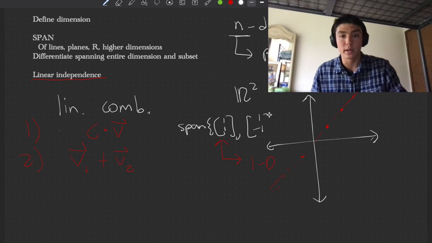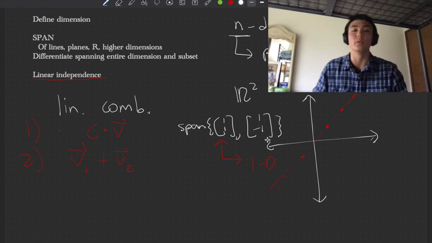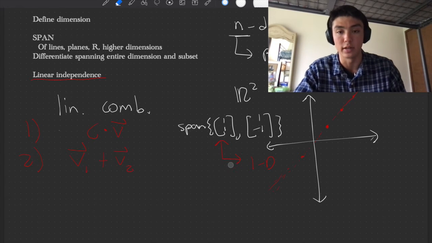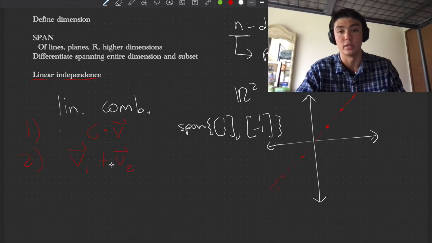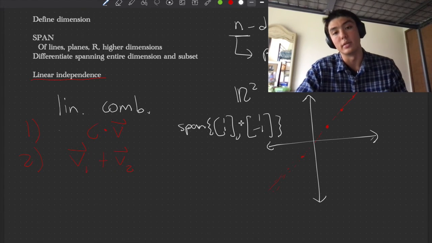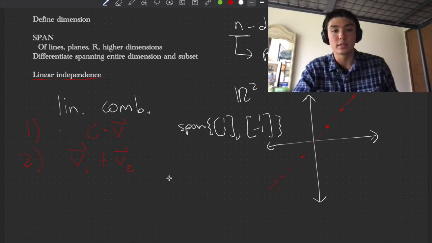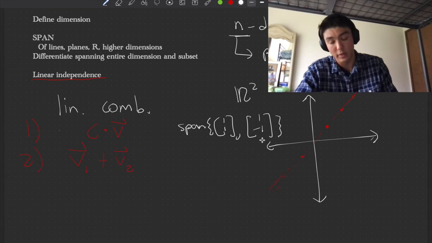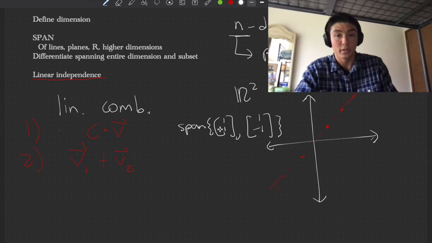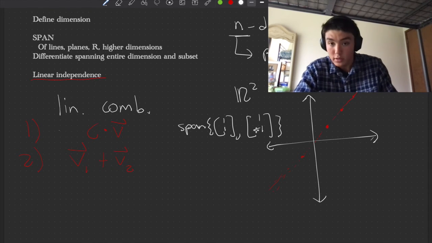Now remember, what is span? It's all the possible linear combinations of these two vectors. Linear combinations being any combination using these two properties, either scalar multiplication or addition. So now we have a lot more possibilities. Basically we can multiply the first vector by a scalar, we can multiply the second vector by a scalar, or we can add the two vectors, or we can add multiples of the two vectors.